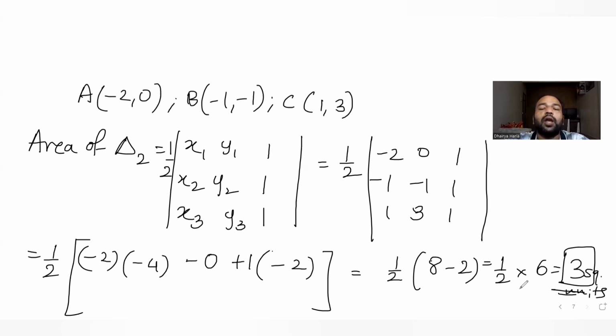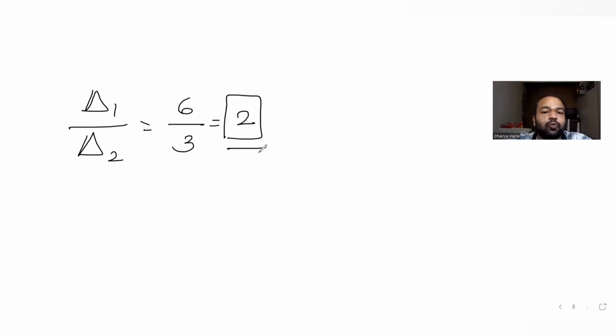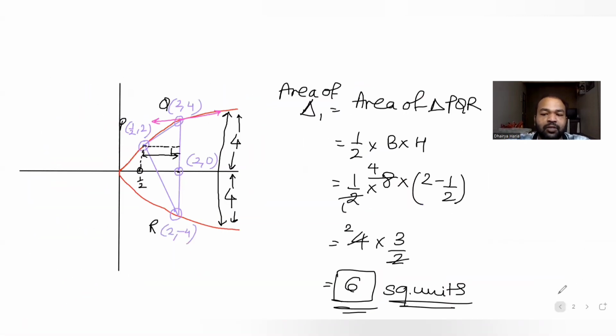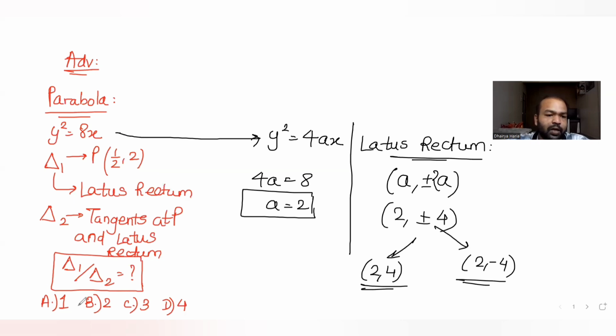Now once we got both the areas of the triangles, we just need to figure out the ratio. If I try to figure out the ratio of the two areas of the triangles, the first triangle's area was 6 and the second triangle's area comes out to be 3. You take the ratio, you get that as 2. So if you see, the correct answer that matches with the question is B. So B is the correct answer of the question.